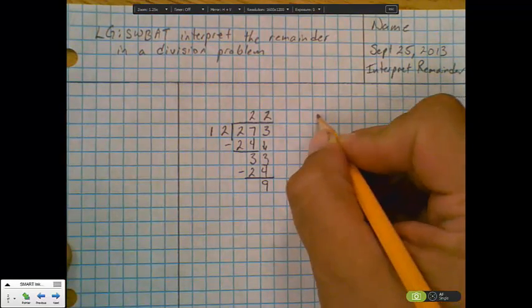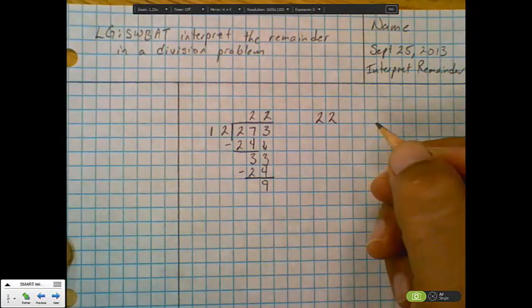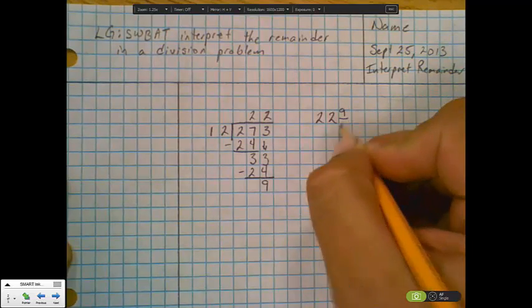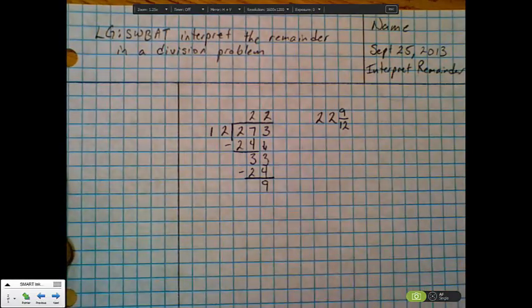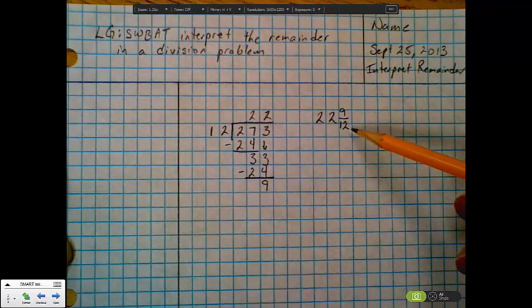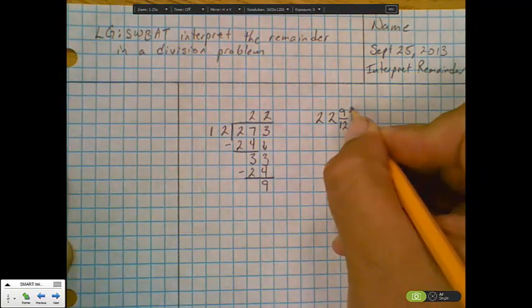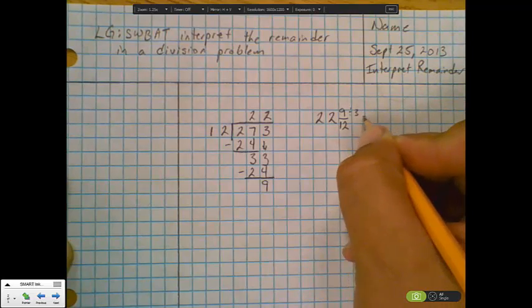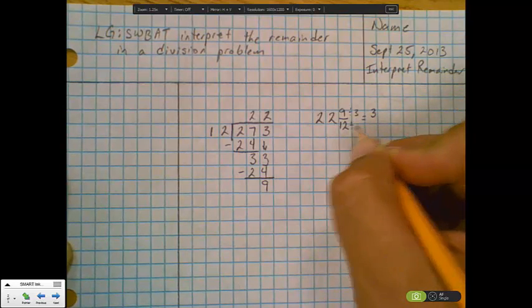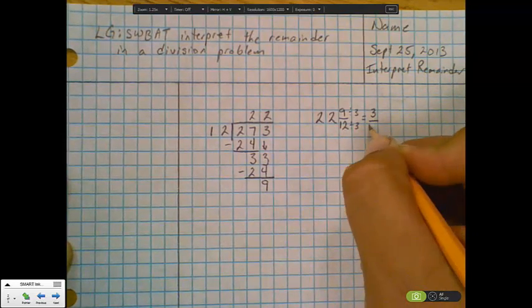We're going to take the 22 in our answer for the 22 miles, and then we're going to put the 9 on top and the 12 on the bottom. Now when I look at that 9/12 that we just wrote there, I see that we can divide evenly out of the 9 and the 12 the number 3. We can do 9 divided by 3 is equal to 3, and we could do 12 divided by 3, which is equal to 4.